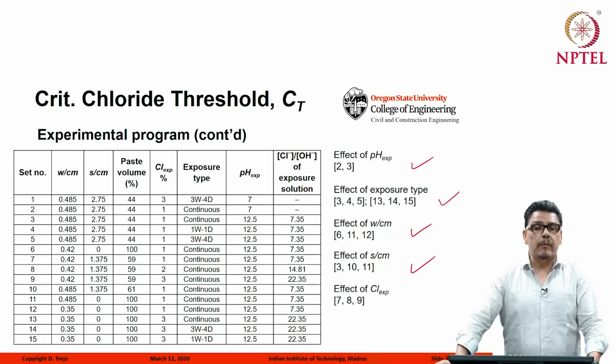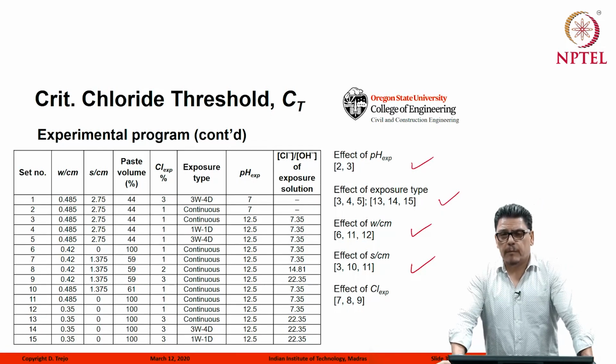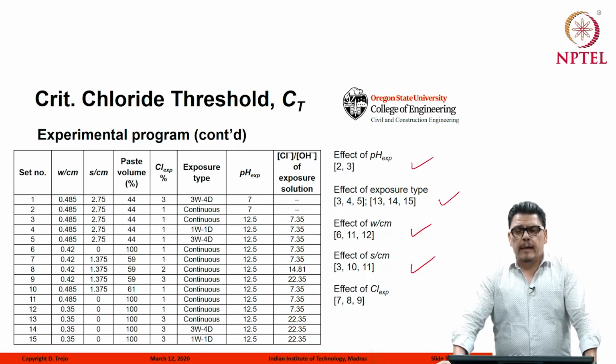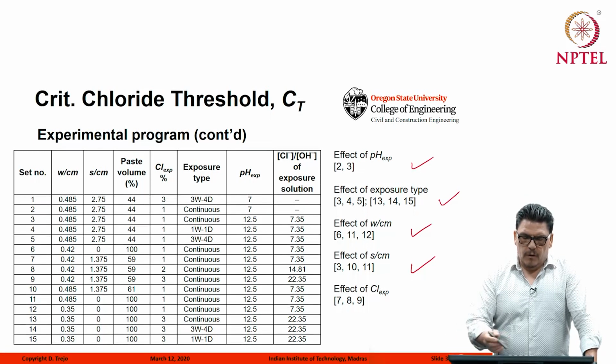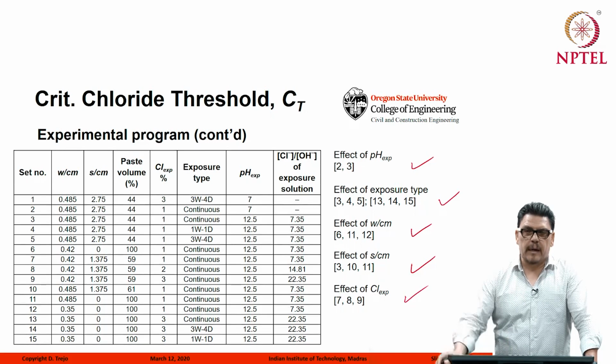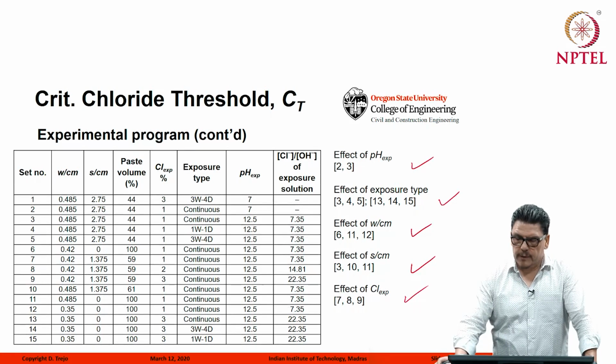The effect of sand to cement ratio is important because it affects the workability of the mortar and the reproducibility of the measurements. We looked at set number 3, 10, and 11. And then, of course, for the chloride exposure, we did 7, 8, and 9, and that was the concentration of the chloride exposure.